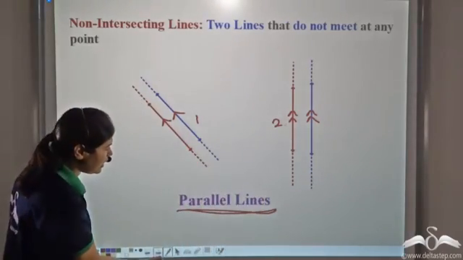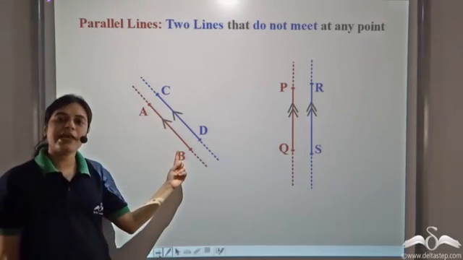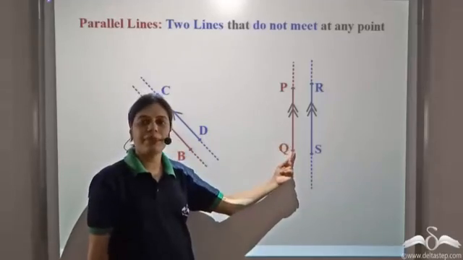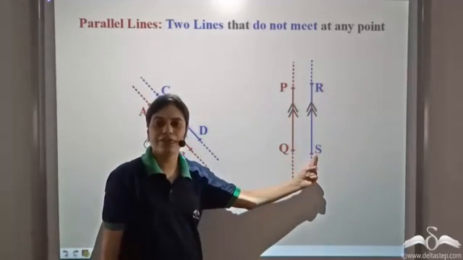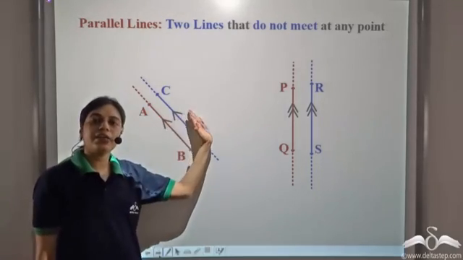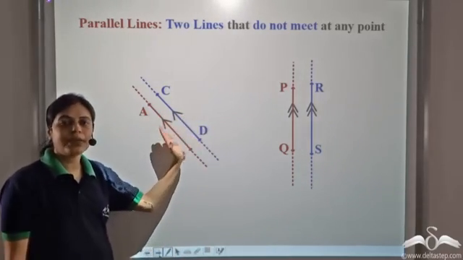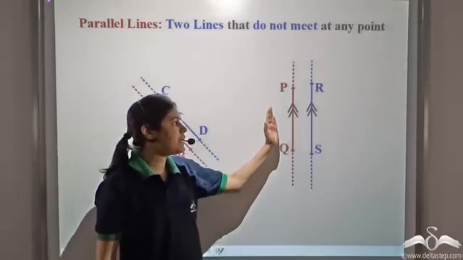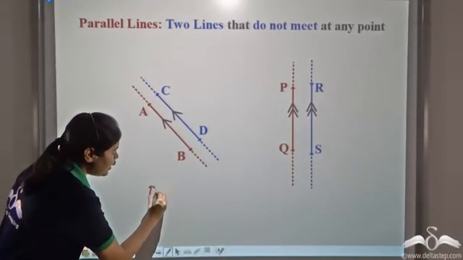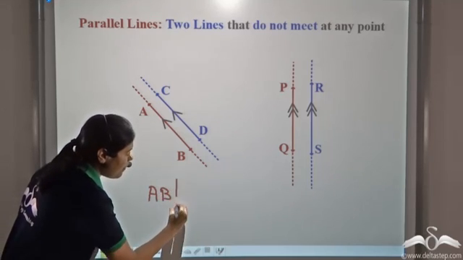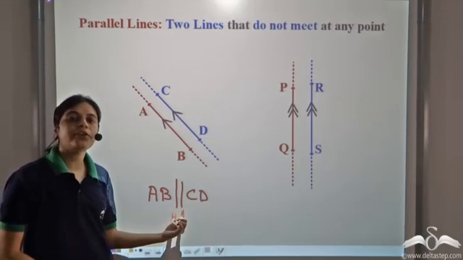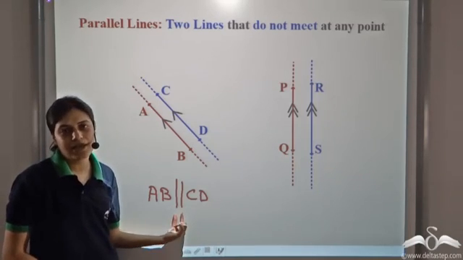Now let us name these lines. So I name this line as AB, this line as CD. This line is line PQ and this is line RS. Now I can say that line AB is parallel to line CD. So AB is parallel to CD and PQ is parallel to RS. We write it as AB parallel to CD. This is a shorthand notation for denoting parallel lines.